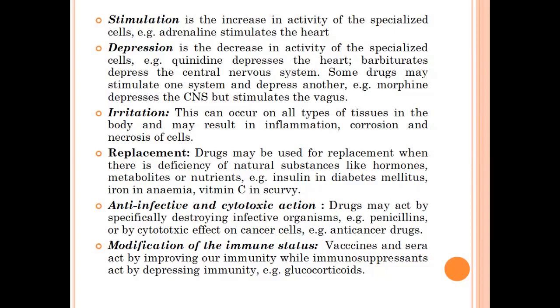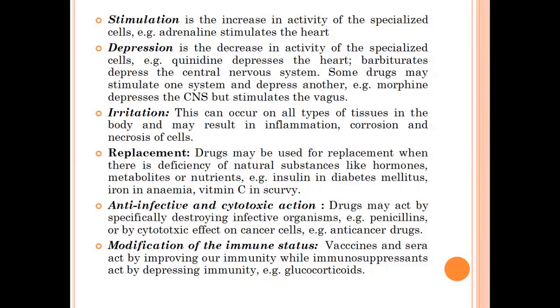And the last process is modification of the immune system. Vaccines and sera act by improving our immunity, while the immunosuppressants act by depressing the immunity. Example, glucocorticoids. Okay, so in case of cancer cells, we might require the immunosuppressants, but generally the vaccines and sera are given for improving the immunity.